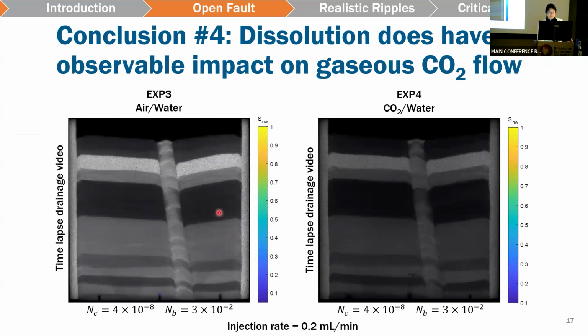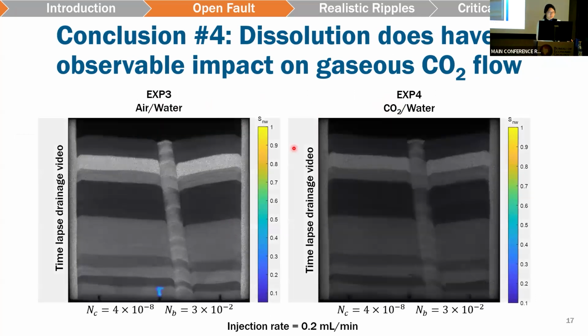And finally, we come to our last set of experimental results. This is comparing air injection versus CO2 injection, and we can now take a look at how dissolution effects will actually affect CO2 plume migration. Again, this air experiment is the same one that we saw from the previous slide. But let's take a look at the CO2 injection.